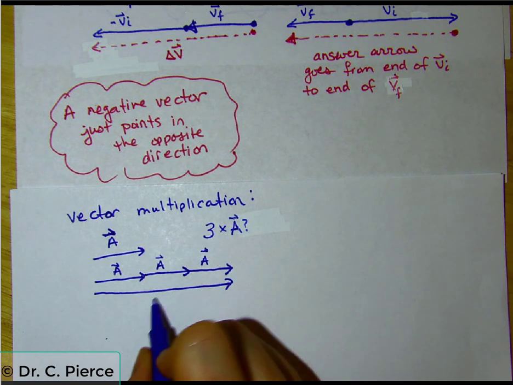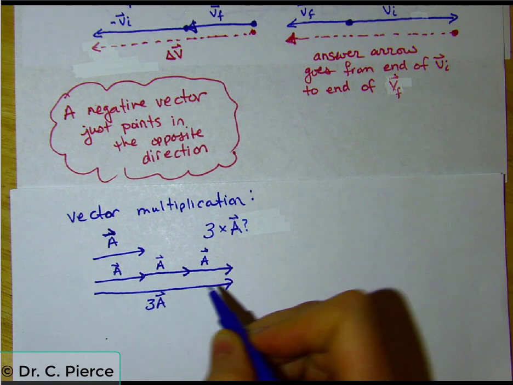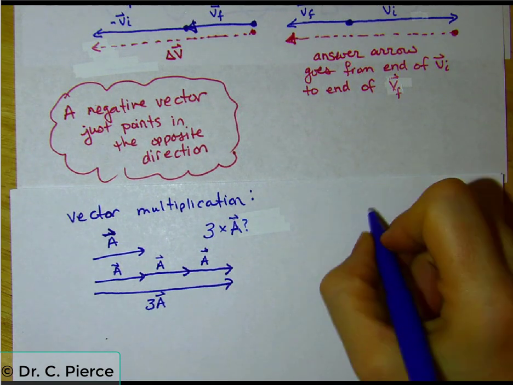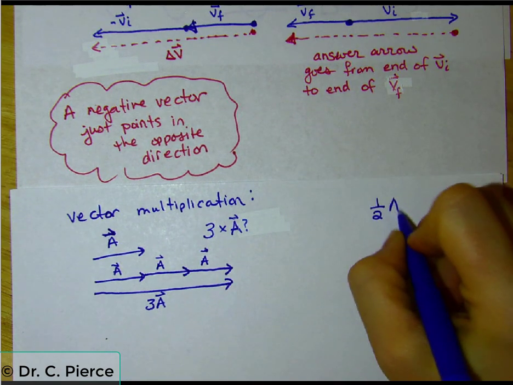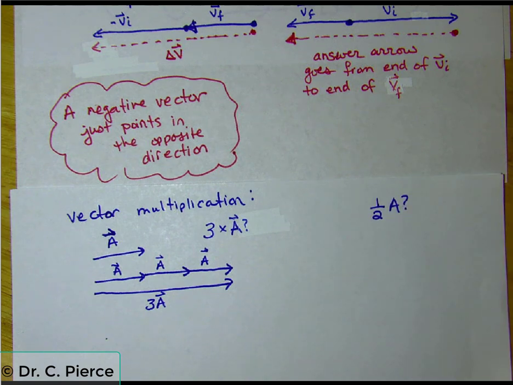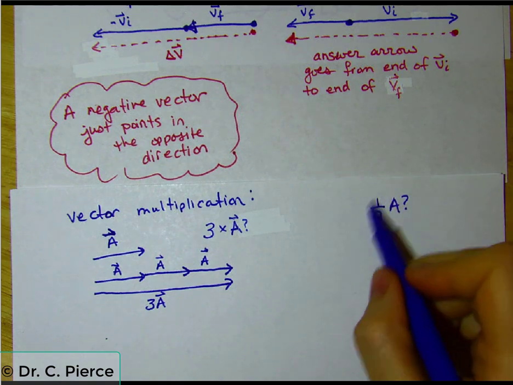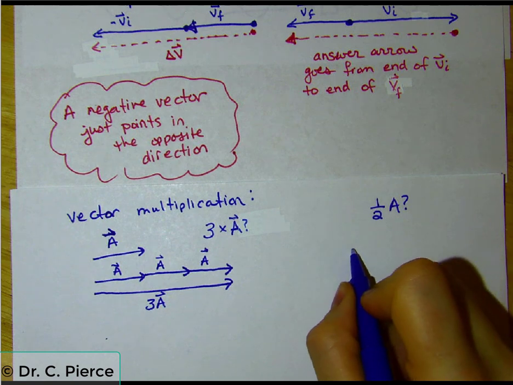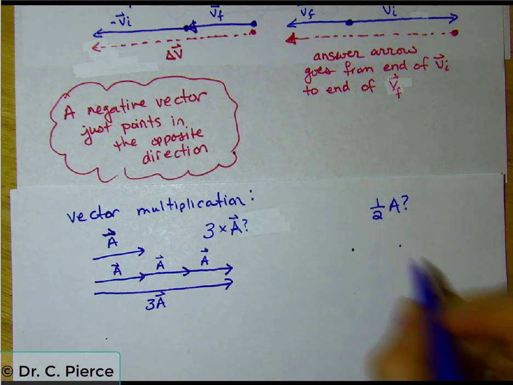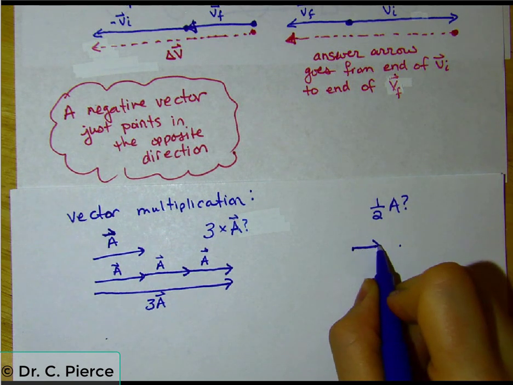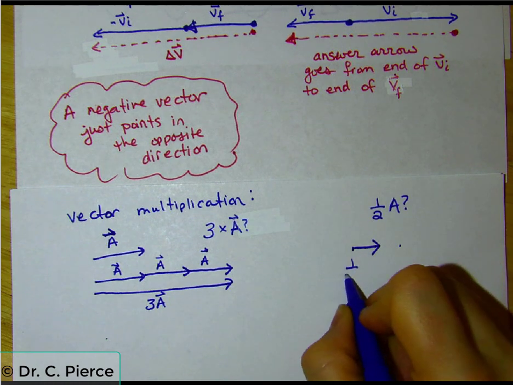So then 3A is really just A, but 3 times longer. What would half A look like? It's really just A, but with 1/2 the length. So instead of having A reach the whole distance, we'll just draw it half the length, and we could label that 1/2 A.